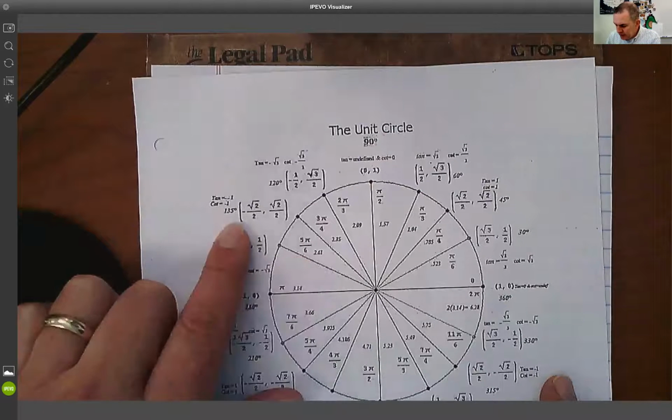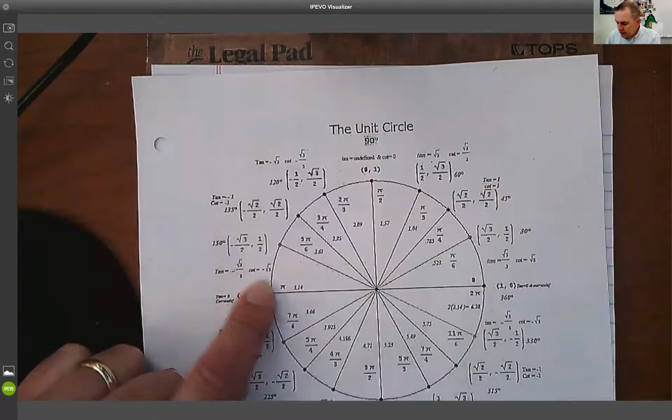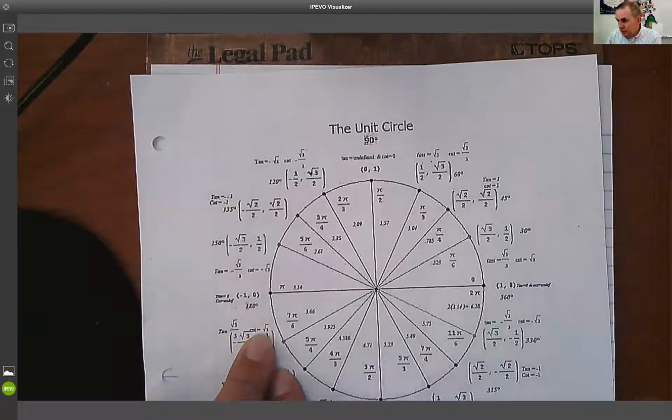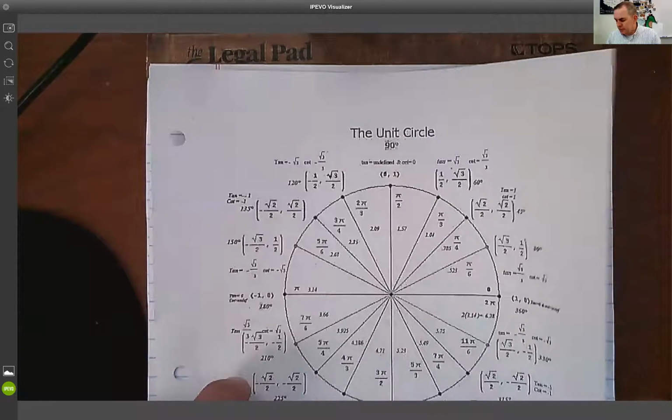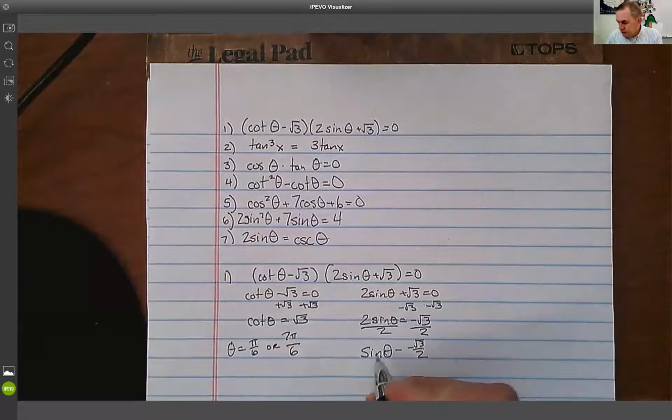5 pi over 6. When I look at 5 pi over 6, it's negative root 3. That's not what I want. Come down here, 7 pi over 6. Yep, right there, cotangent root 3. So 7 pi over 6 is my other answer. So I have two answers for the first piece. I'm going to do the same for the other piece.